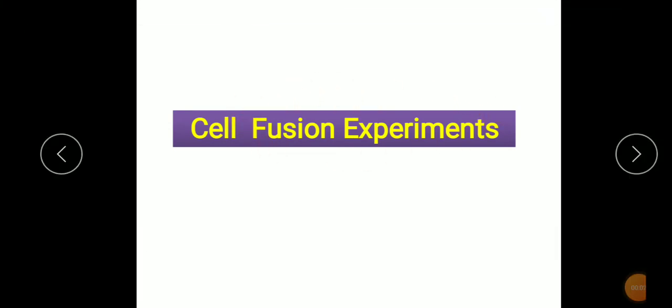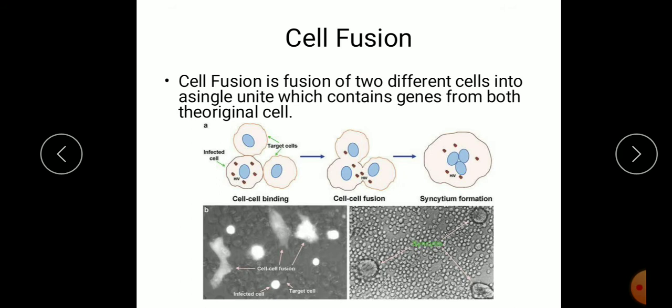So today I am going to discuss cell fusion experiments. Let's talk about what cell fusion is. Cell fusion is the fusion of two different types of cells into a single unit which contains genes from both the original cells. So this is called cell fusion.